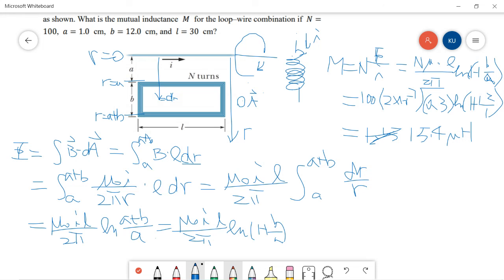Let me double check because my notes are not matching. Yeah, 15.4 microhenry. So this is the solution for the second problem. I think it's still pretty simple.